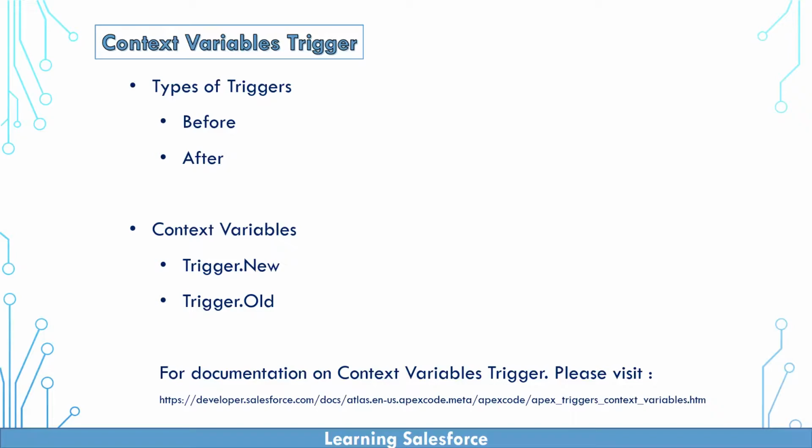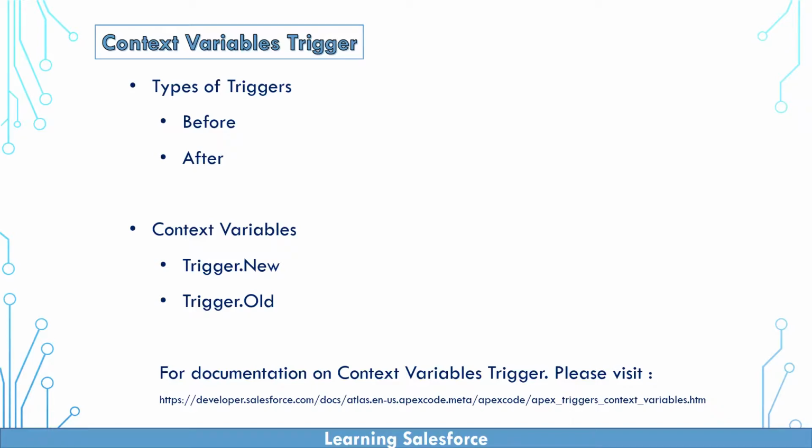From our previous video we have successfully understood the concept of triggers and how to create and apply them on the accounts object. In this session we will learn about types of triggers and trigger context variables.